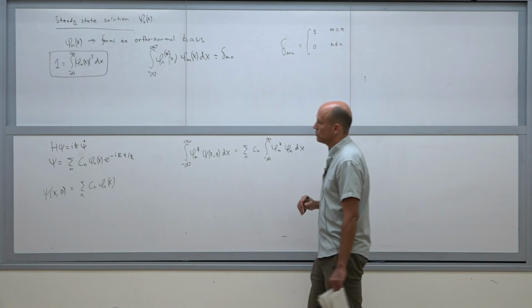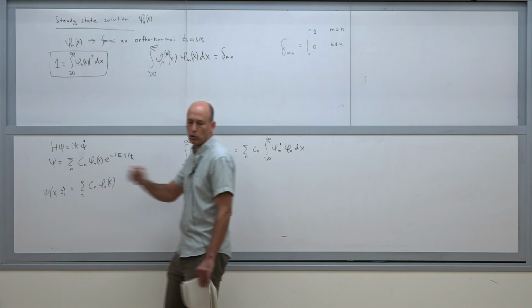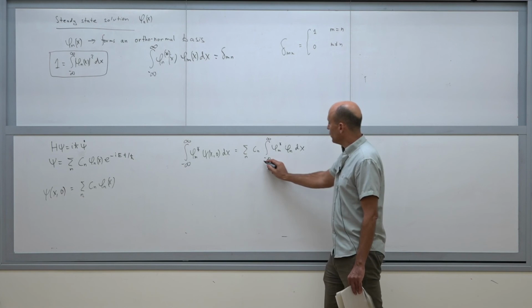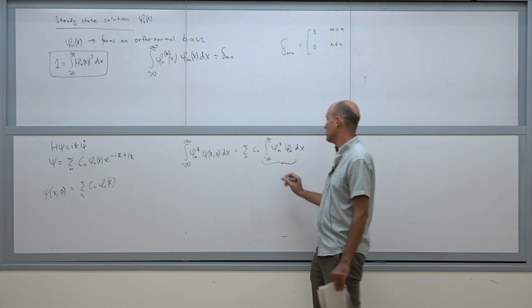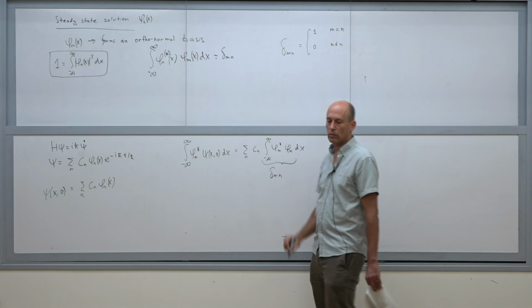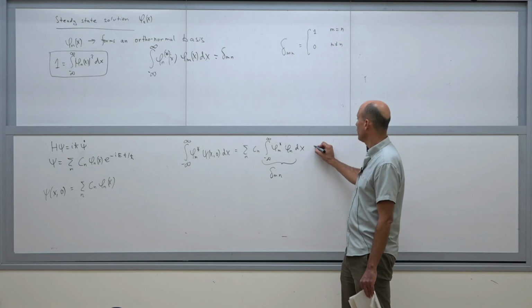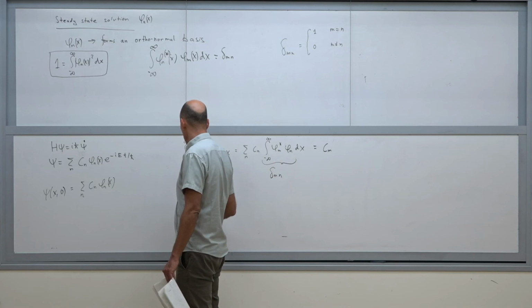So again, I just took the equation, multiplied both sides and integrated both sides. But here, what is this, if that general thing is correct? Then this is delta_mn. And if this is delta_mn, when I sum over n, what do I get here? c_m.